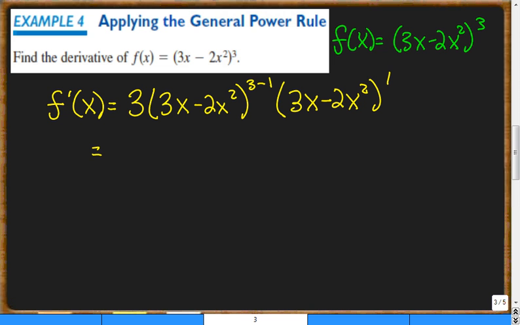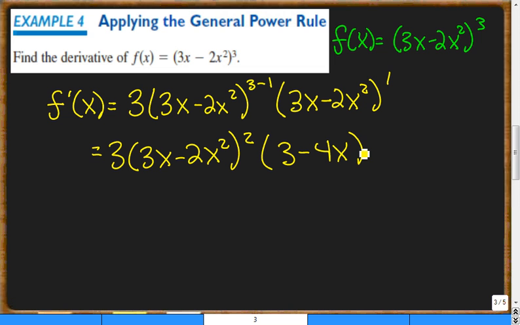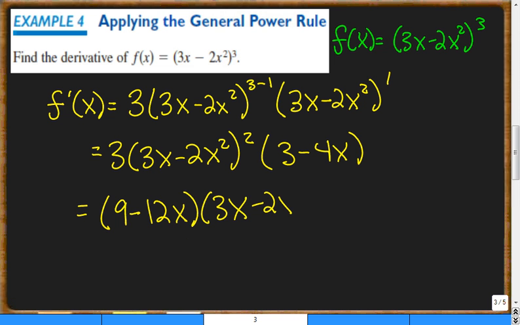So simplifying, 3 times (3x minus 2x squared) squared, and this derivative is going to be 3 minus 4x. So to simplify, what I would do is I would combine these two things together. I wouldn't worry about the rest. So if I did that, you would get (9 minus 12x) times (3x minus 2x squared) squared. And you don't even really necessarily have to do that. This could be okay.